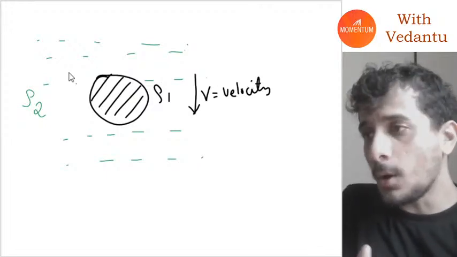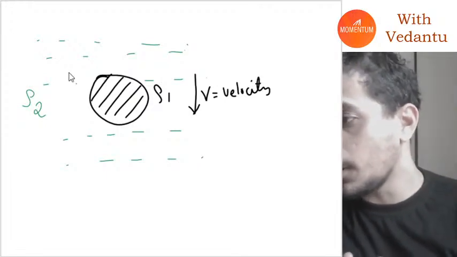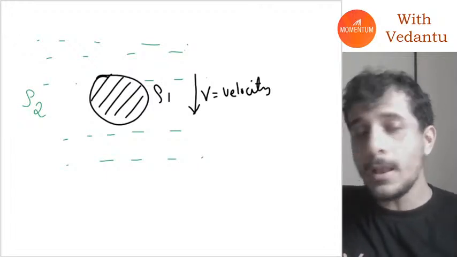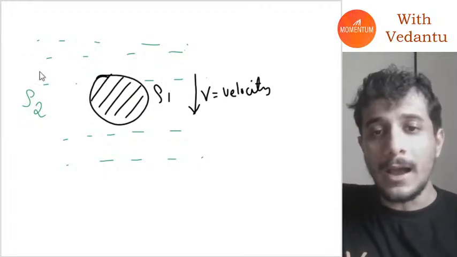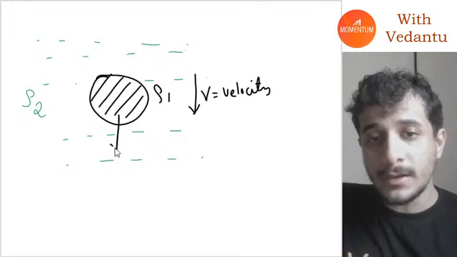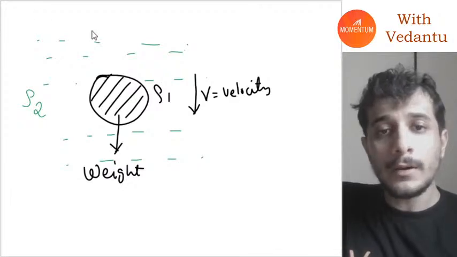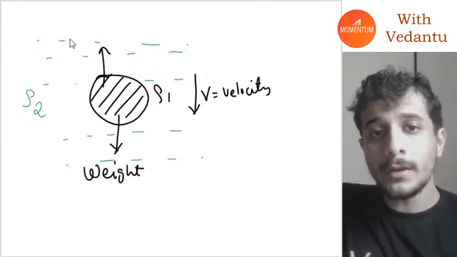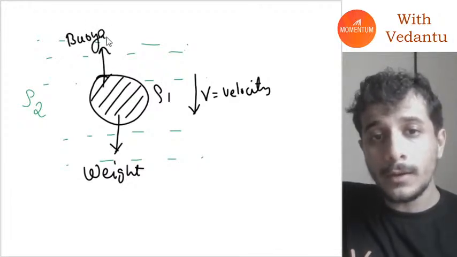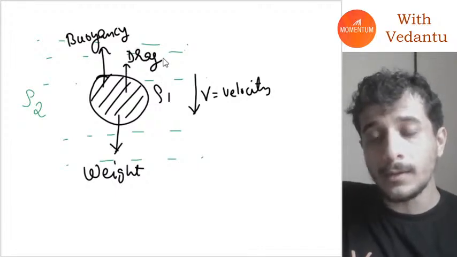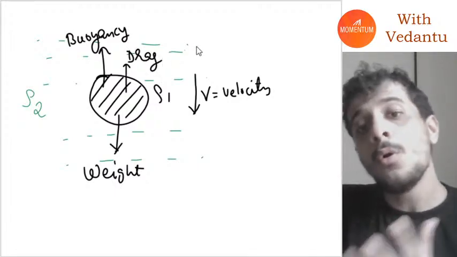Now, in this case, what will be the forces on this body? The forces on this body will be, first, it will have a weight in downwards direction. Then it will have a force of buoyancy in the upwards direction, and it will have a drag force in upwards direction.